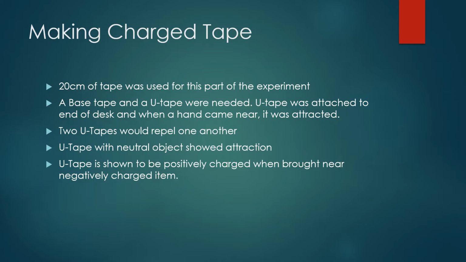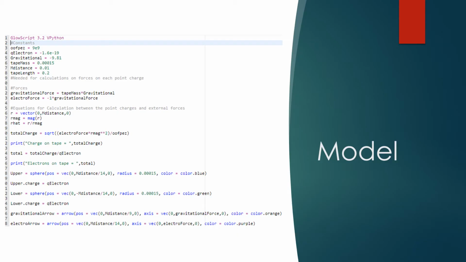After that, the U-tape was attached to the end of the desk, and when a hand came near, it was attracted to it. Later, I used two U-tapes, which resulted in them repelling one another. Then I put a neutral object near a U-tape, which resulted in attraction. Then I later deduced that the U-tape was positively charged since I brought near a negatively charged item, which was a clear plastic pen.